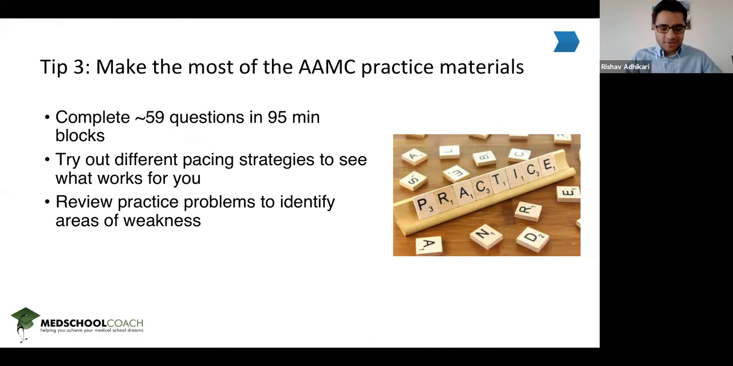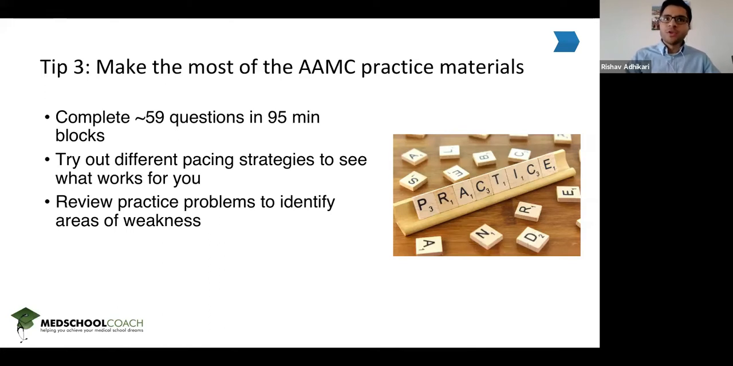And I don't think that's a very useful strategy because you don't get a sense of how to pace yourself for a 95-minute section. You don't develop the endurance skills that you really need to take this really long exam. And so really, when you're doing these questions, simulate actual MCAT conditions. Pace yourself the way that you would on the MCAT. Do it in a quiet room where you're not being distracted by others.